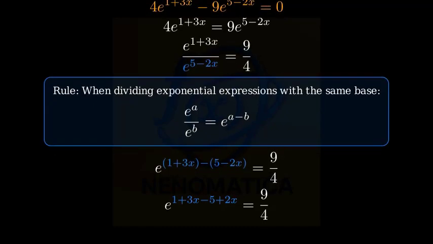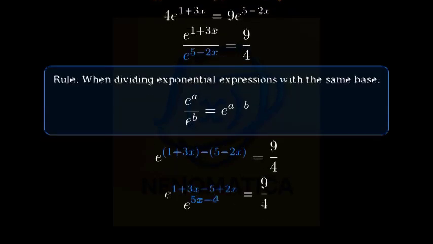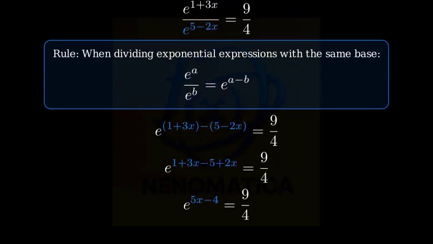Let's simplify the expression in the exponent by distributing the subtraction. 1 plus 3x minus 5 plus 2x. Now we'll combine like terms in the exponent. 3x plus 2x equals 5x, and 1 minus 5 equals -4.